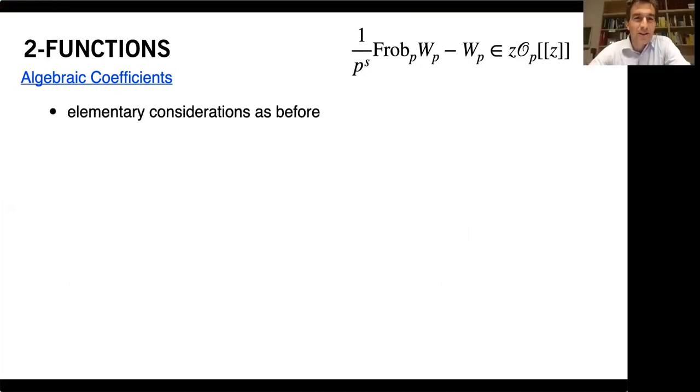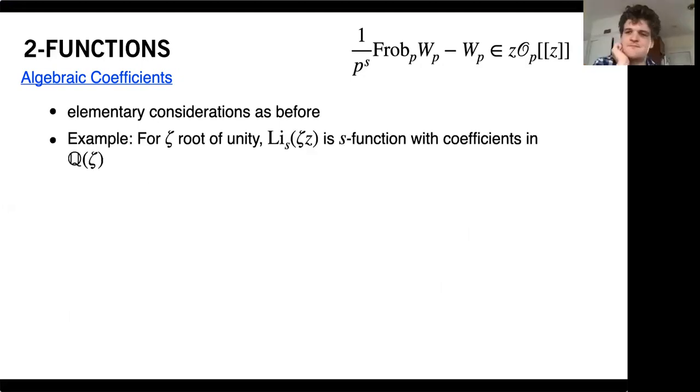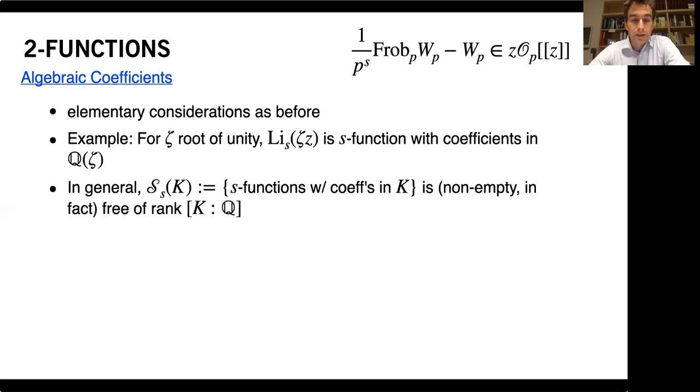Okay, so the elementary considerations are the same as before. And at this point I haven't given you an example, but if you take roots of unity and you just twist the polylogarithm with this root of unity, then because Frobenius is just literally raising to the pth power there, that gives you an S function with coefficients in the cyclotomic field.